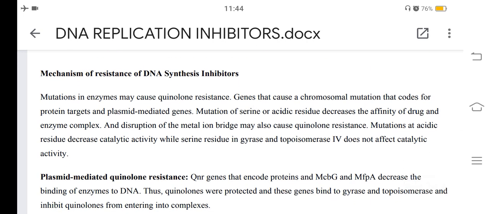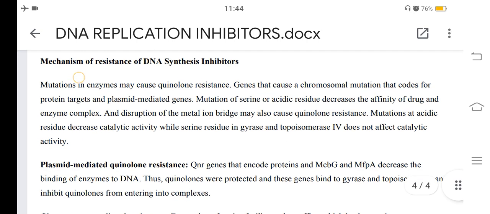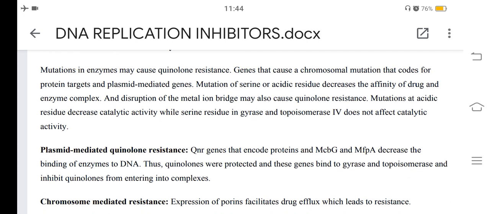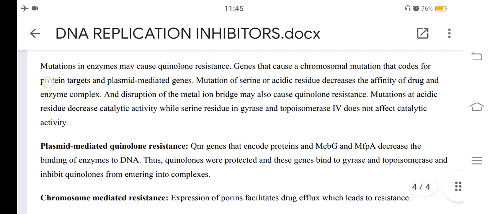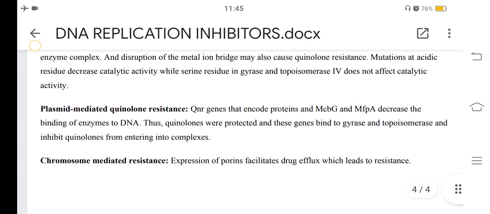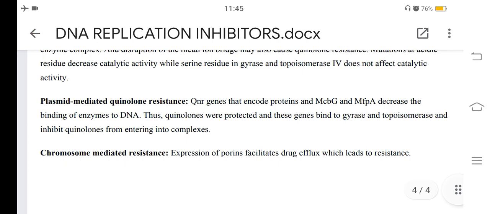Next, mechanism of resistance of DNA synthesis inhibitors. Mutations in enzymes may cause quinolone resistance. Genes that cause a chromosome mutation code for protein targets, along with plasmid-mediated genes. Mutation of serine or acidic residue decreases the affinity of the drug and enzyme complex, and disruption of the metal ion bridge may also cause quinolone resistance. Mutations at acidic residue decrease catalytic activity, while the serine residue in gyrase and topoisomerase 4 does not affect catalytic activity.